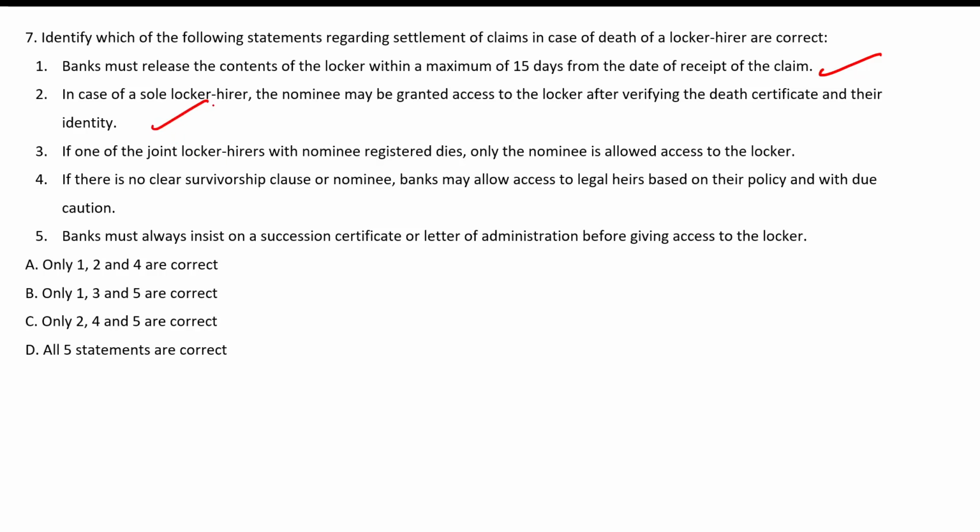If only one of the joint locker hirers with a nominee registered dies, only the nominee is allowed access to the locker. No, the survivor and the nominees are allowed. So this statement is not good. If there is no clear survivorship clause or nominee, the bank may allow access to legal heirs based on their policy and with due caution. Yes, this statement is correct.